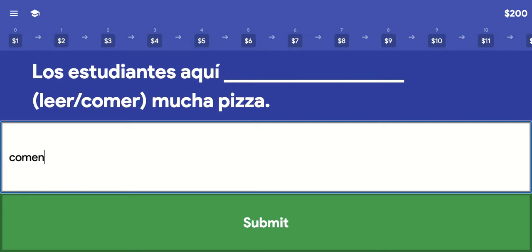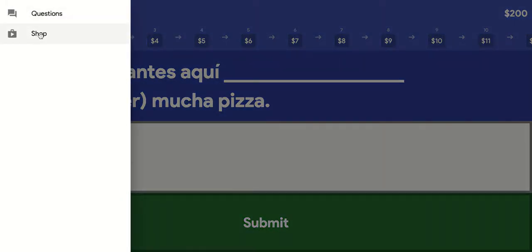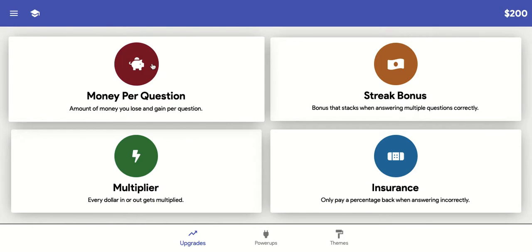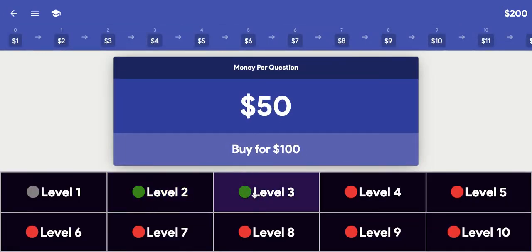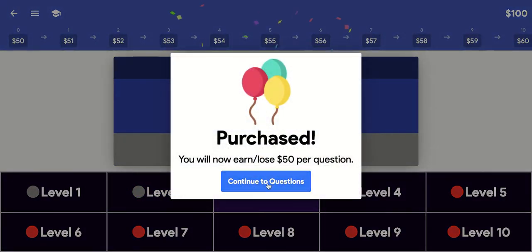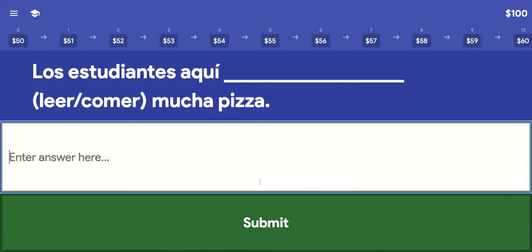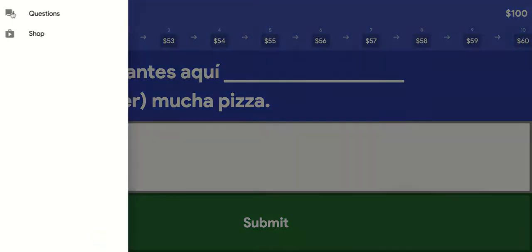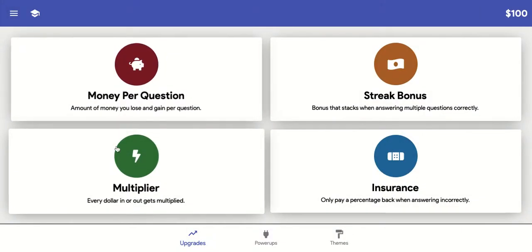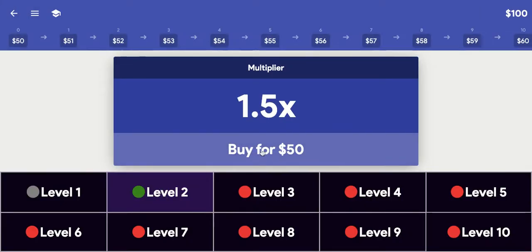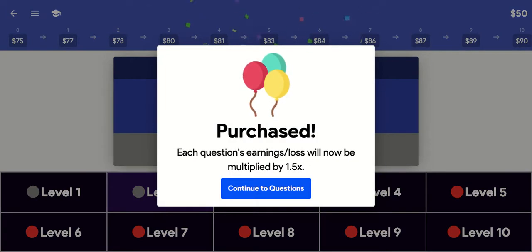Okay. Now, normally I would click submit for this. However, if you'll remember with me, the very first thing that I should actually do in a Gimkit is go to the shop. So that's what I'm going to go do. So I'm going to go up here and I'm going to go to shop, and I'm going to go ahead and get my money per question. So I'm going to buy the highest level that I can at $100. Then I'm also going to go back to the shop, and I'm going to go get my multiplier. So I'm going to go get level 2, and I'm going to buy it for $50.